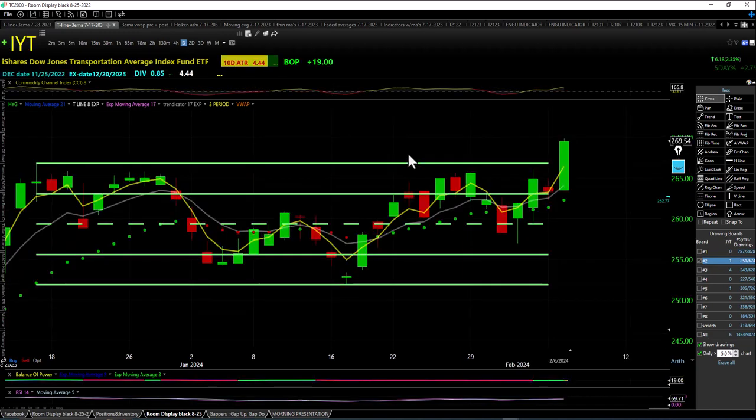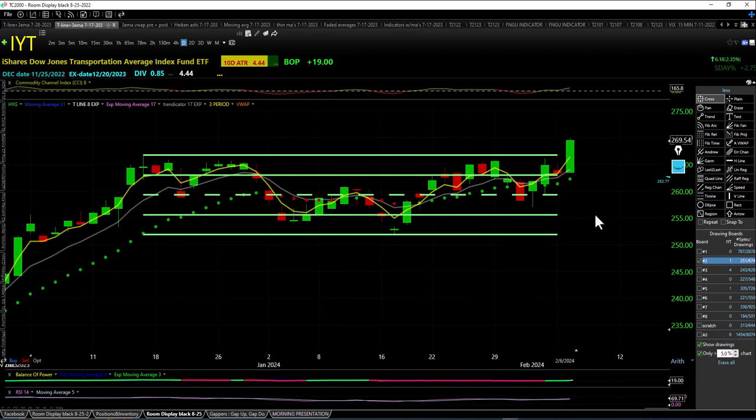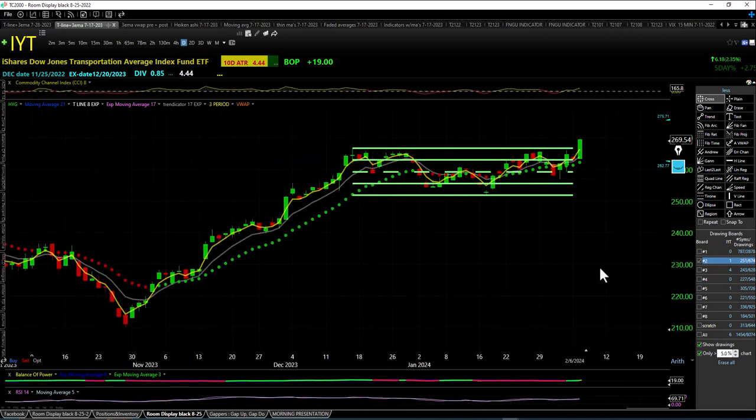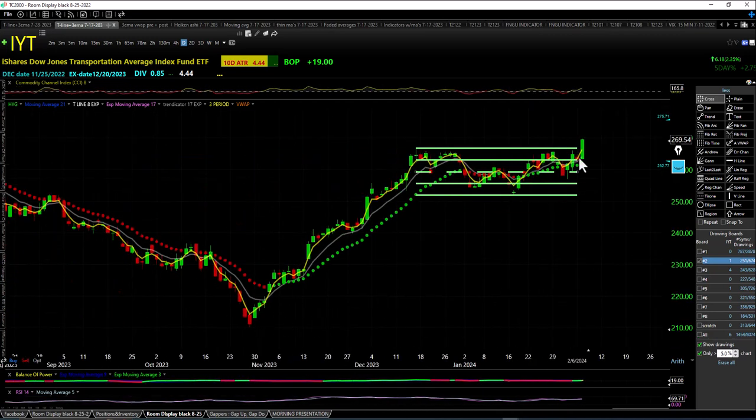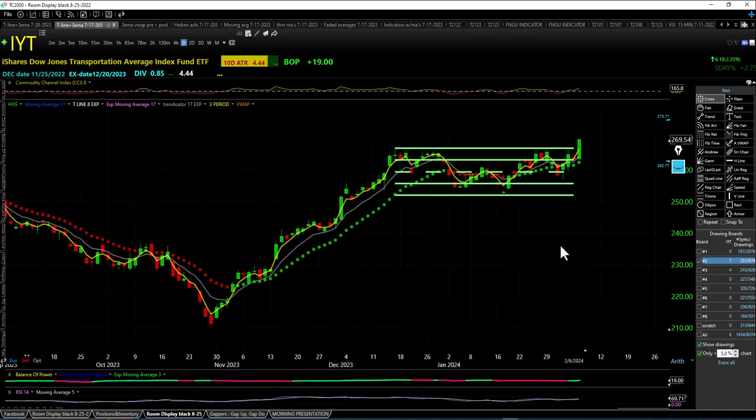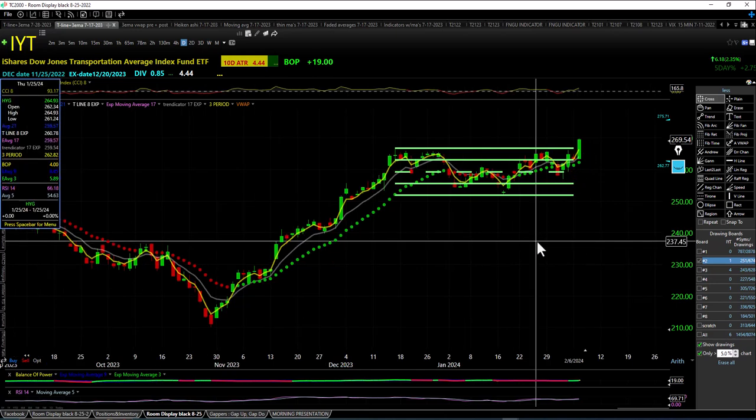IYT. Oh, look at this. Closing over the trap, over the trend indicator, and a breakout of what probably looks like a month and a half consolidation. So there is a big bull flag breakout right there. Hopefully this is not a false breakout. It doesn't get rejected. We don't want that. But there's a nice breakout in the transports right there.